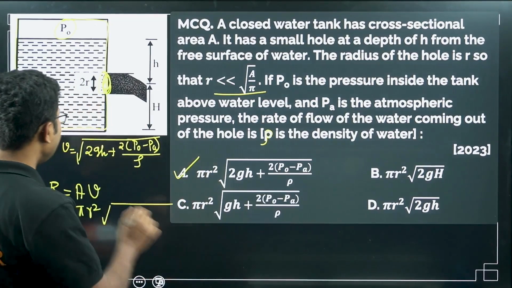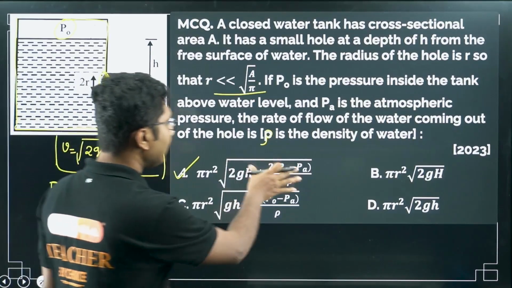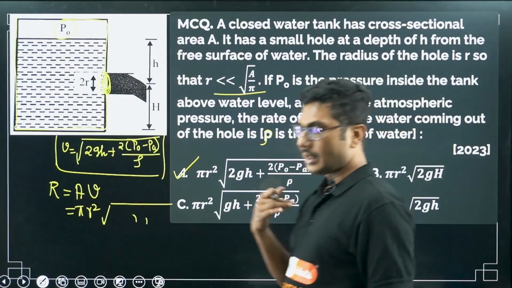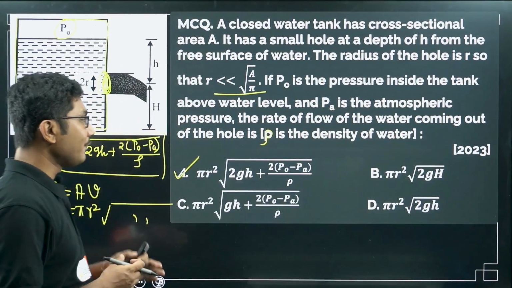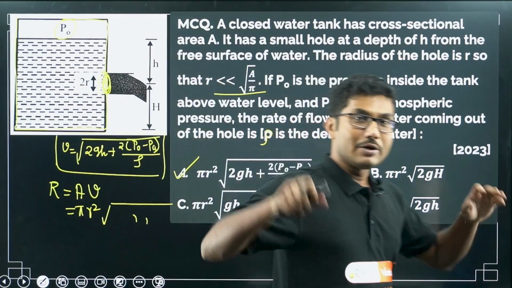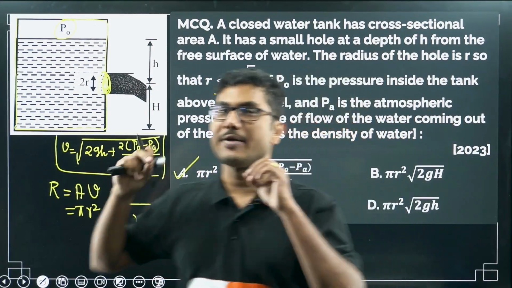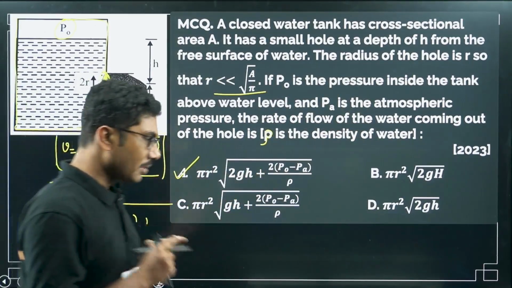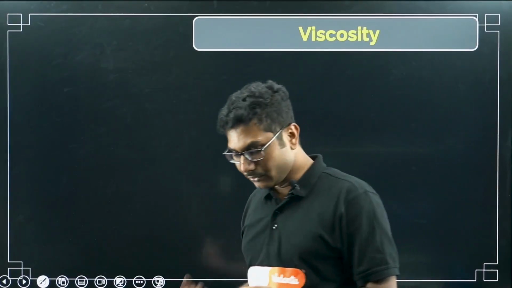So if you only remember the speed of efflux formula, then it is sufficient to answer this question. That is why I said that this chapter is slightly difficult. If you want to derive this, it will take a lot of time. The derivation is at least 5 to 10 minutes of work. But if you remember the speed of efflux formula, then it is very easy to solve this question.